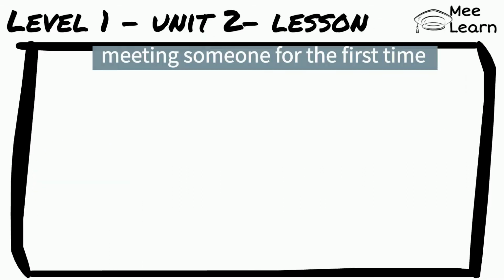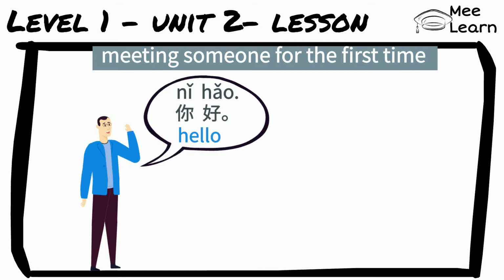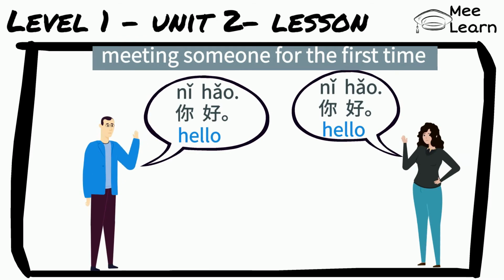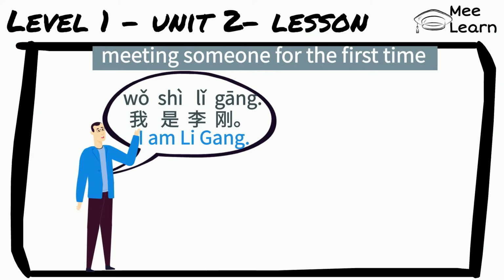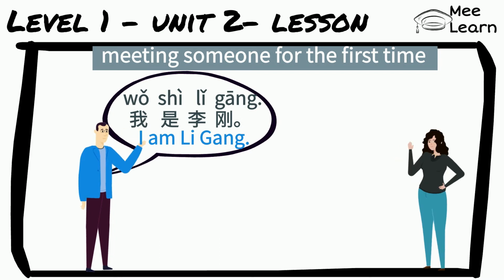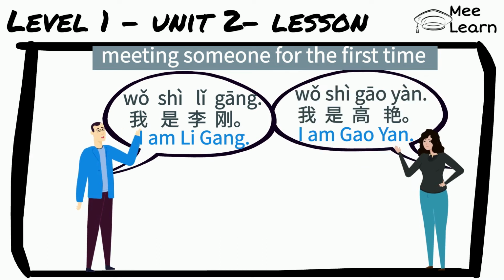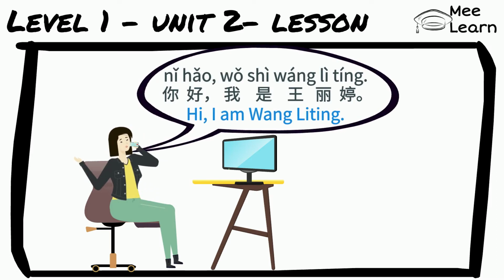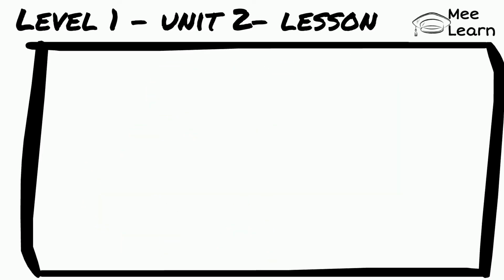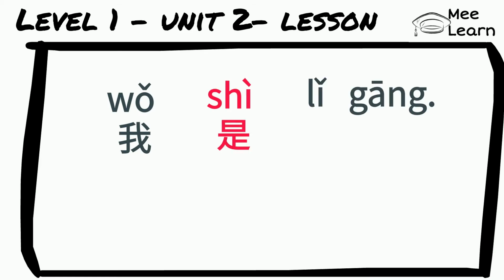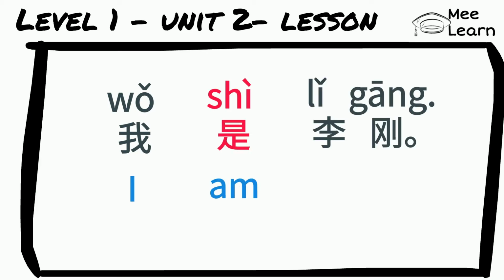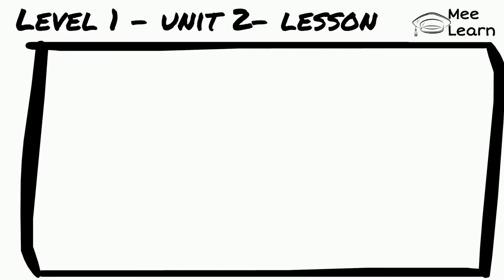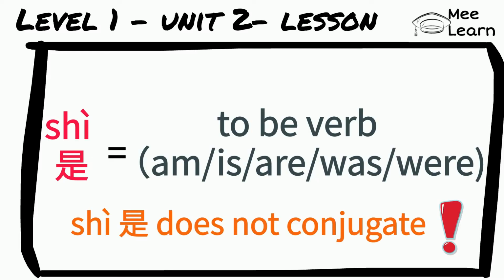If you're meeting someone for the first time, 你好，你好，我是李刚。我是高燕。你好，我是王丽婷。我是李刚。I am 李刚。Here, 是 is equivalent to the English to be verb.